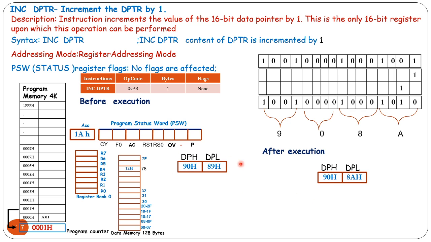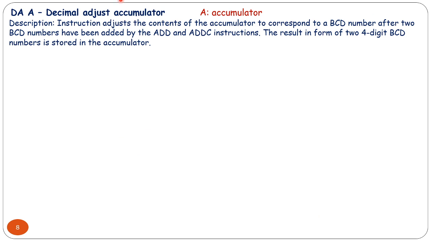So this is before execution. This content was before execution. This is after execution, the content of DPTR. Now the next instruction we are going to discuss is decimal adjust accumulator.